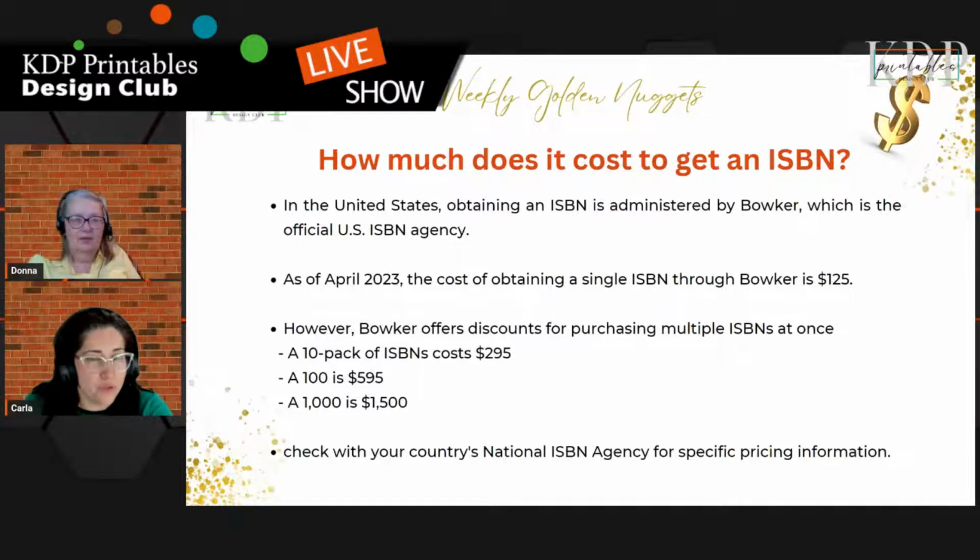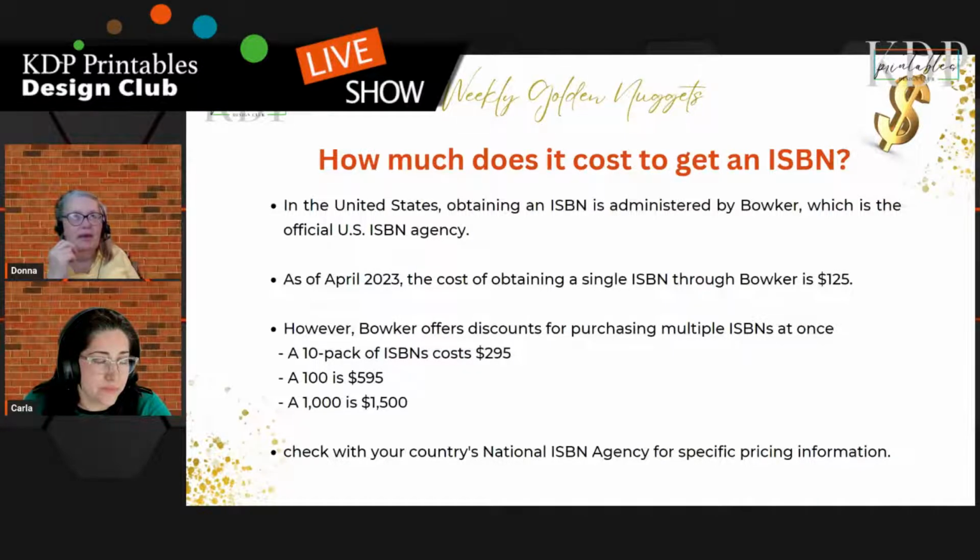So, I was searching, and according to what I found in April 2000, this month, an ISBN is about $125 just for one. But there are packages: you can get a 10 pack for $295, and 100 for $595. Now think about this though.